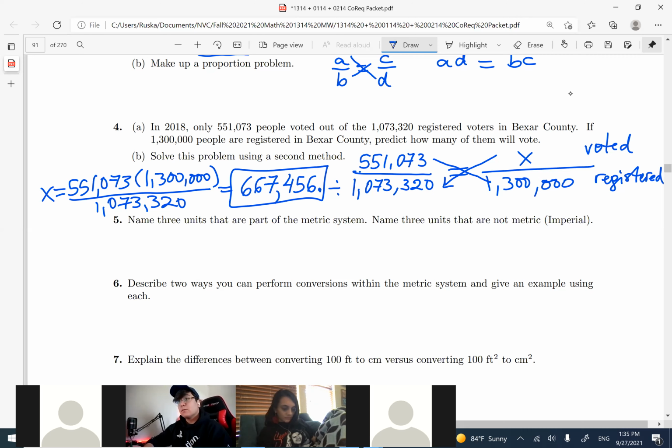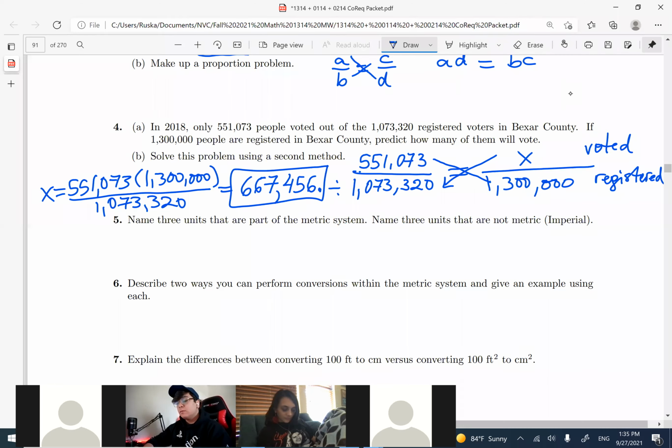Okay, going to the next one. Name 3 units that are part of the metric system. And then name 3 units that are part of the imperial system. So give me 3 metric.